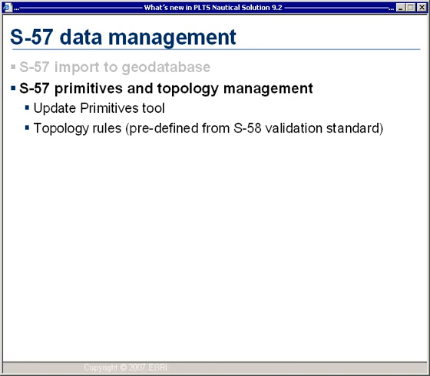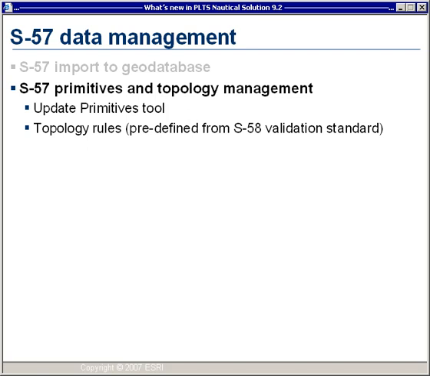For instance, if I have a light point in the geodatabase, it's represented in S57 data as a node. And if it's not connected to anything, it's an isolated node. However, if I add a pier to extend down into my water that connects to that node, that light, then that isolated node light would actually change to a connected node when I run the update primitives tool. Updating the primitives and keeping those in sync in the geodatabase is very important in our data management of S57 data process. We also have included topology rules.